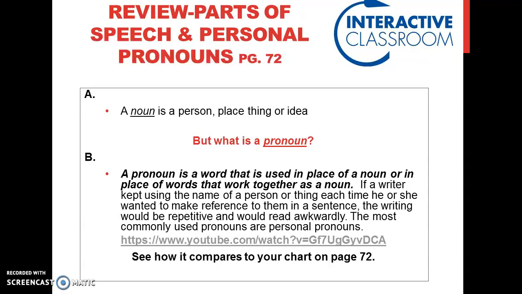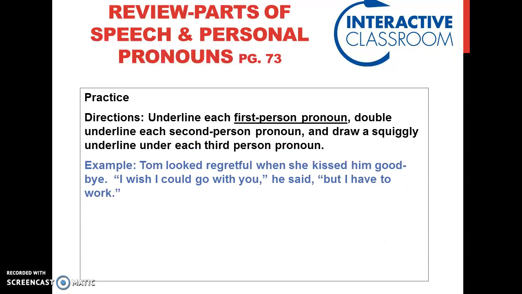So hopefully you followed along, and like he said, you can rewatch that video. We're going to do more in class. That'll be the next class meeting where we go ahead and work on the top of page 73, where we're underlining the first person pronoun and looking for the second person pronouns and the third person pronouns. So the chart will be there for you to reference on page 72.